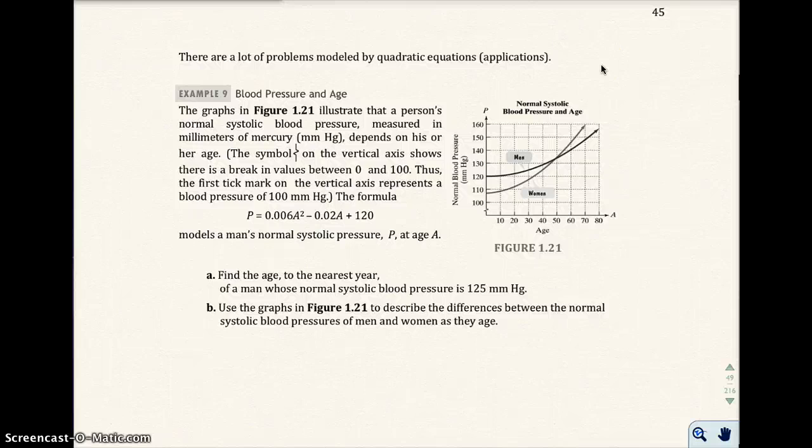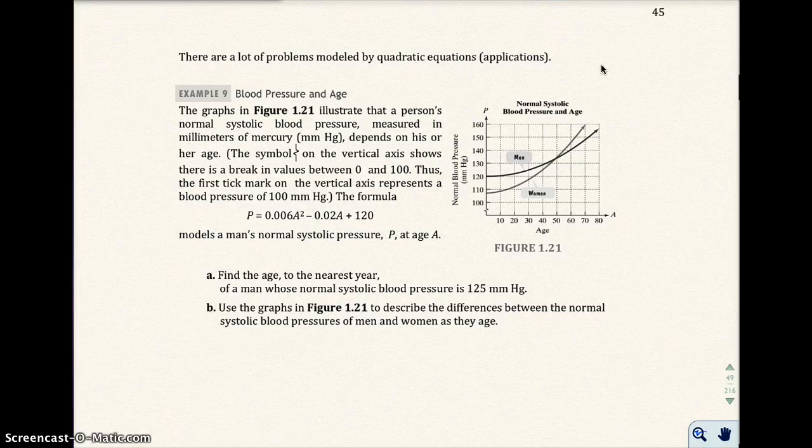Okay, so there are a lot of problems that can be modeled by quadratic equations, which are known as applications. Example 9 is one example of this. Example 9 shows blood pressure and age. We're talking about blood pressure and age, and the graph in this figure illustrates that a person's blood pressure depends on his or her age.